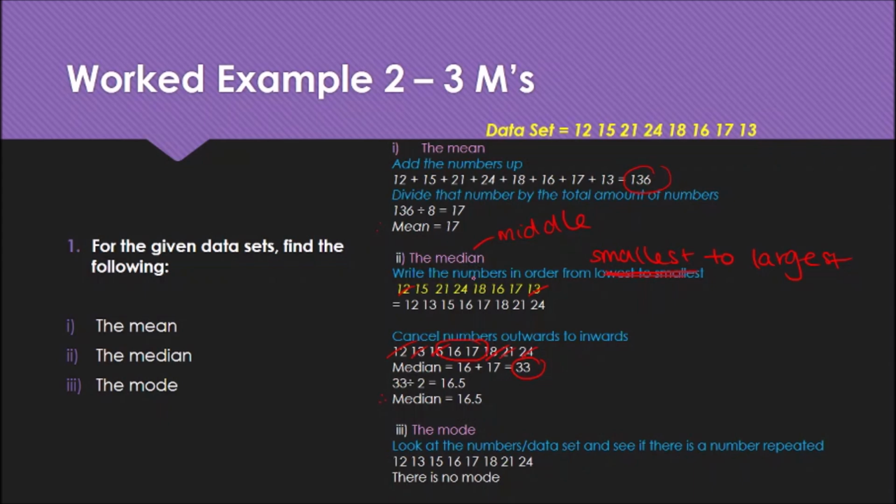Okay, and that's it. So now we've got the median and now we've got the mean. Mean and median. So now we're looking at the mode. So now we look to see if there's any repeated numbers, and I can see that all the numbers are only mentioned once, therefore there is no mode.